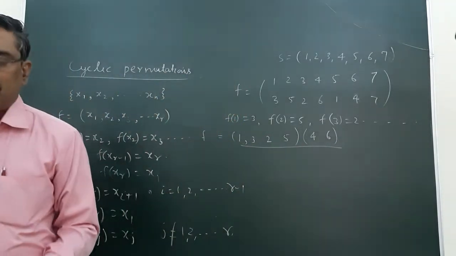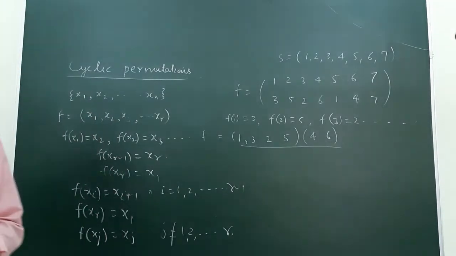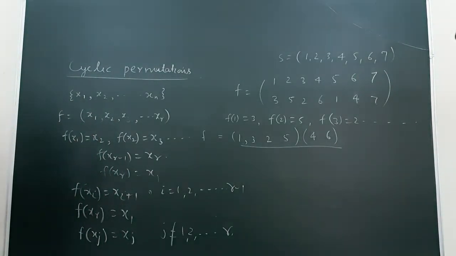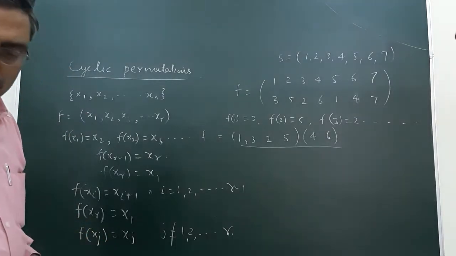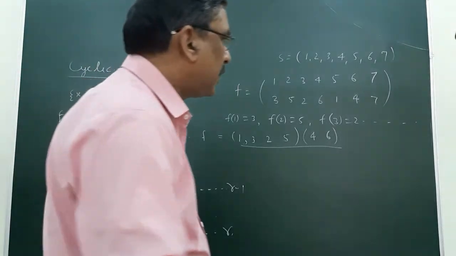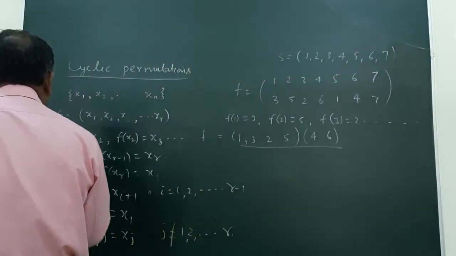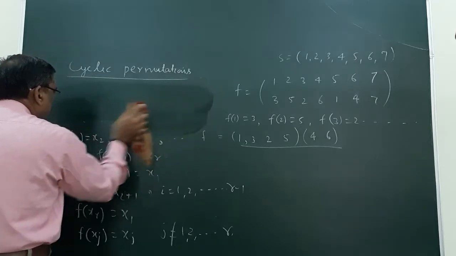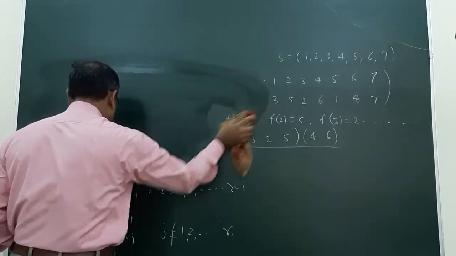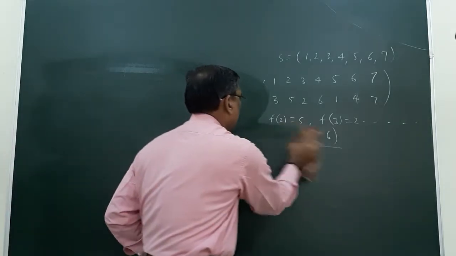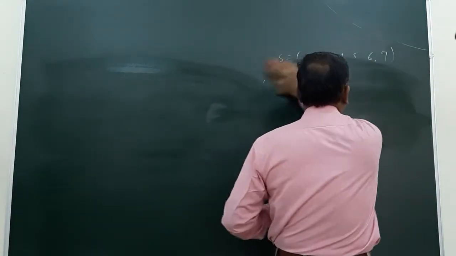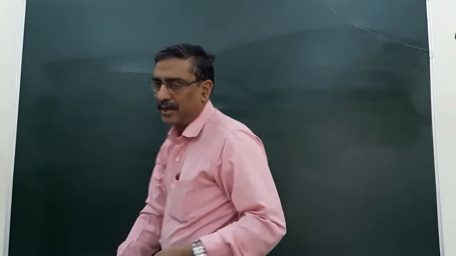So any permutation can be expressed as a cycle, or as a combination of disjoint cycles. This is the way to represent a permutation. Now, a cycle of length one is known as the identity permutation.